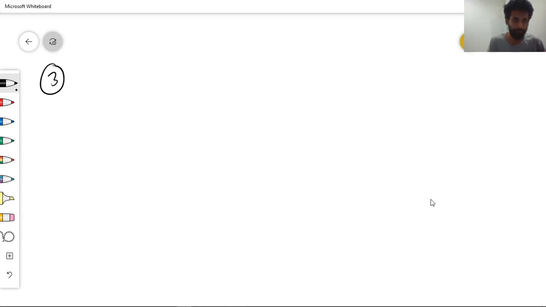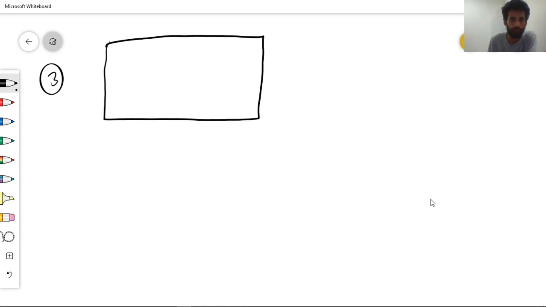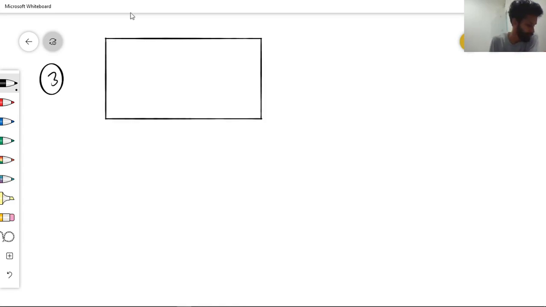Question number 3. A rectangular field is this by this. Mahesh goes 10 rounds around it. How much distance does he cover? Now this is a rectangular field, say from A to B, B to C, and C to D. The length is 50 and the breadth is 40. Here also 50, here also 40. Mahesh goes 10 times around it.